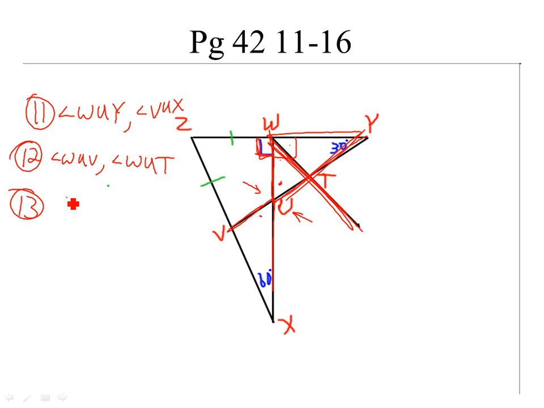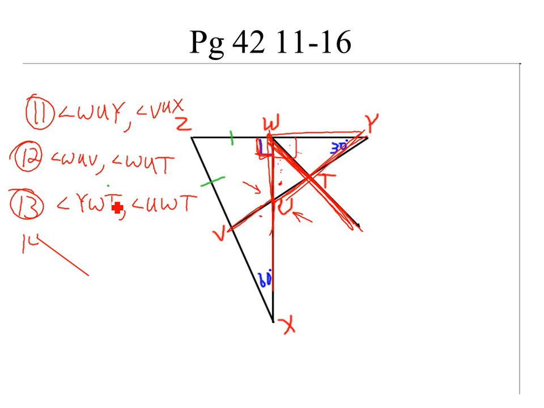YWT, so angle YWT, and angle UWT. Those 2 angles right there, they add up to be 90, so they're complementary, and they share a side, so they're adjacent to each other.